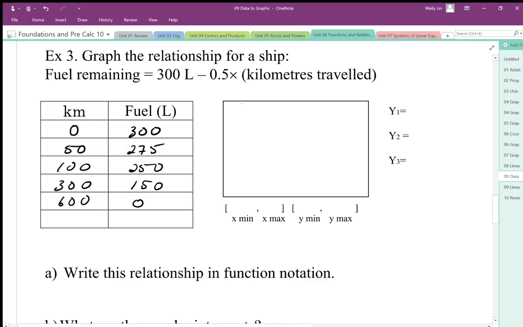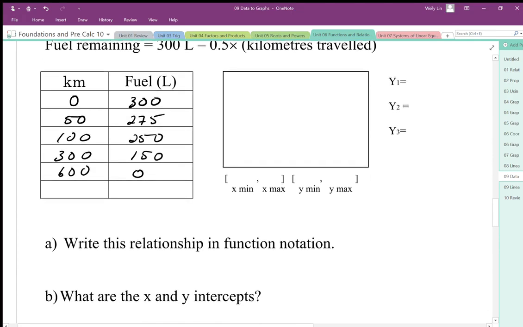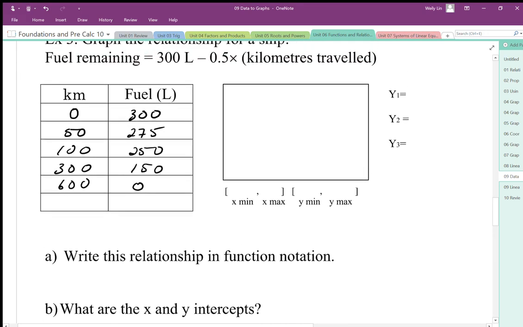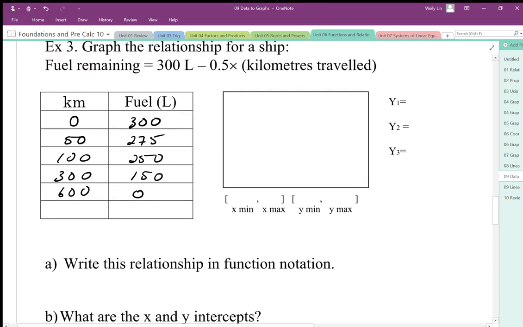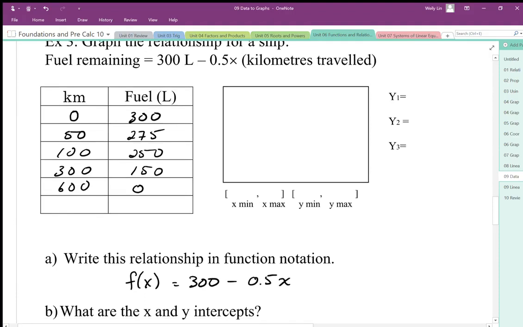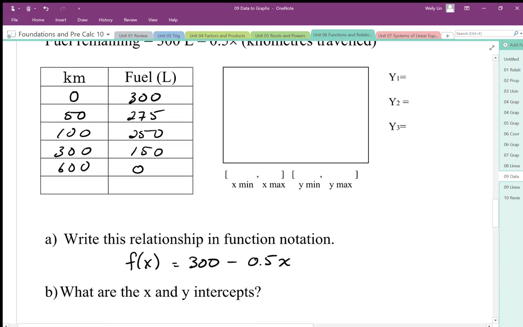Okay, so when I graph this then, actually let's just do the relationship. So what's the relationship for this function? In function notation, it's going to be the fuel remaining. So we're going to say f of x is equal to 300 minus 0.5 times the independent variable x, which is the kilometers traveled. What are the x and y intercepts? Well, the x and y intercepts are going to be when x is 0 and when y is 0. These are very useful coordinates to help us graph.